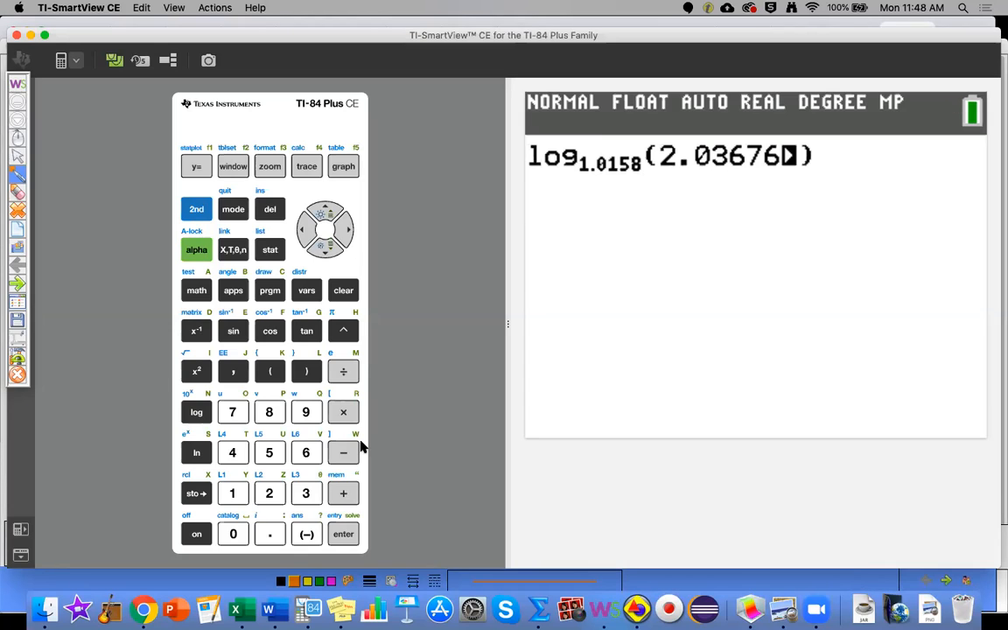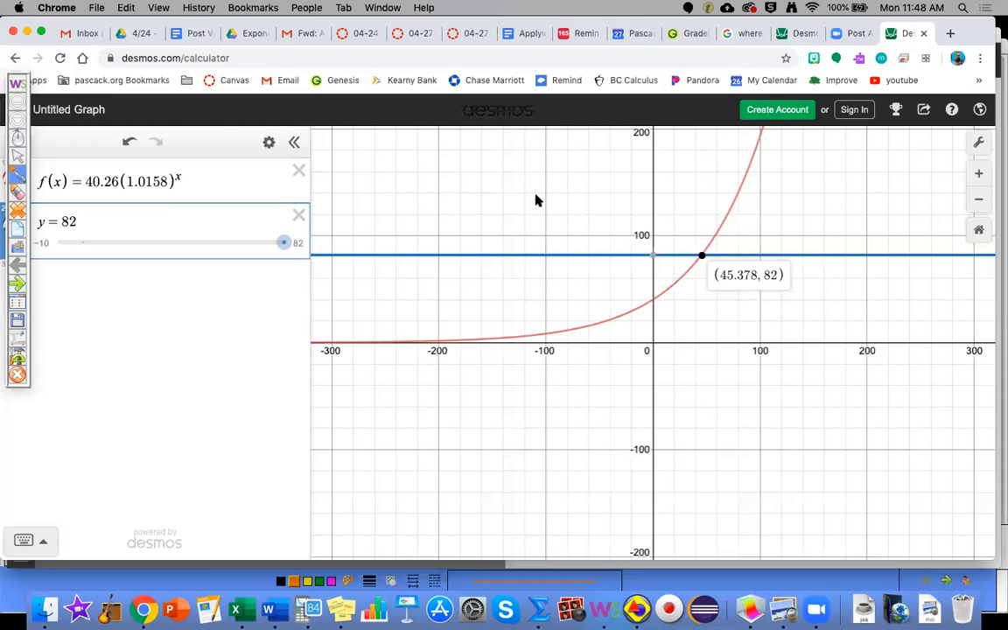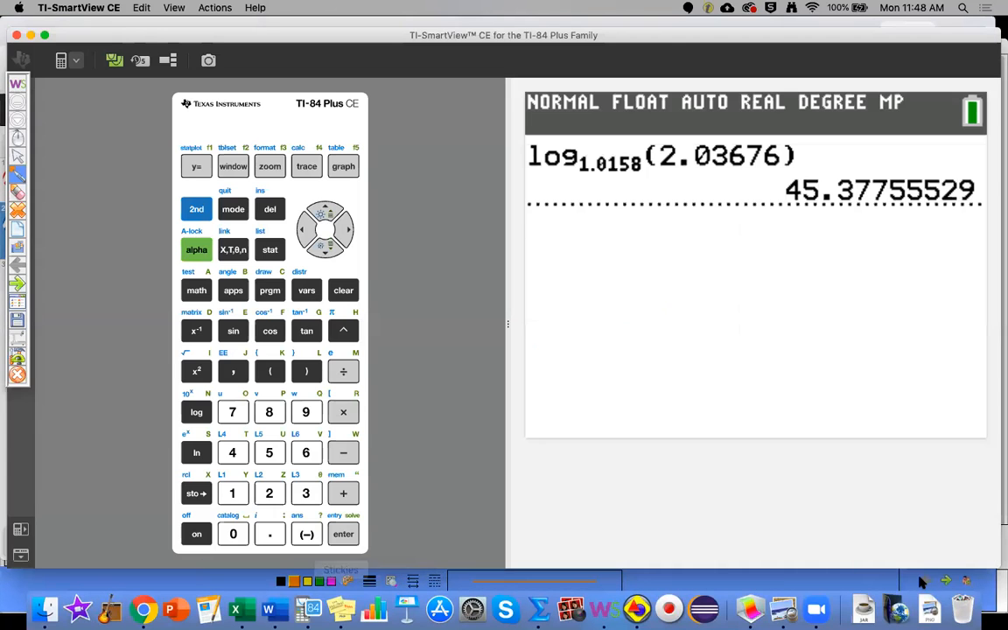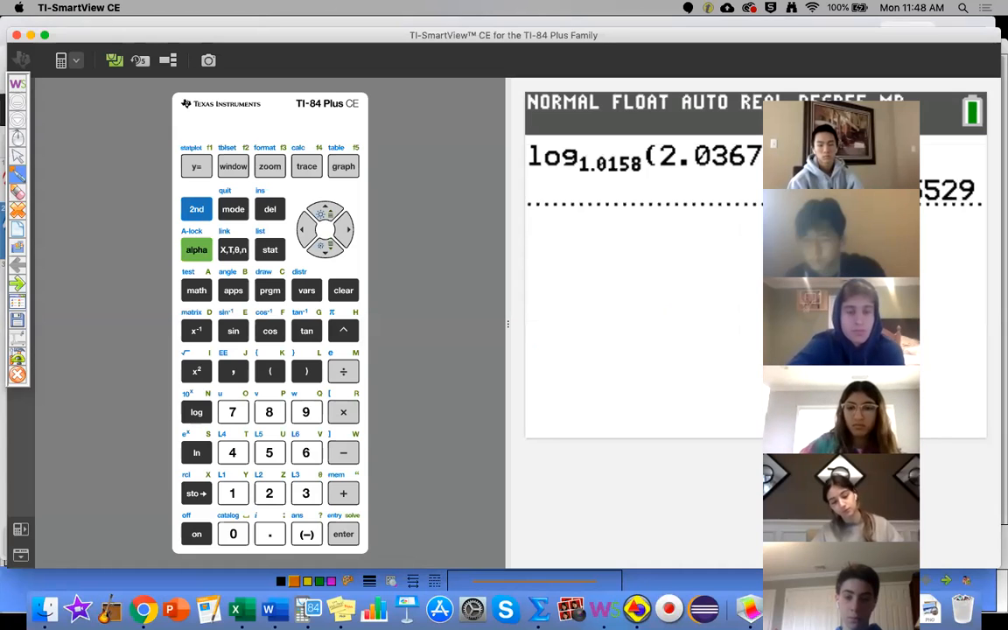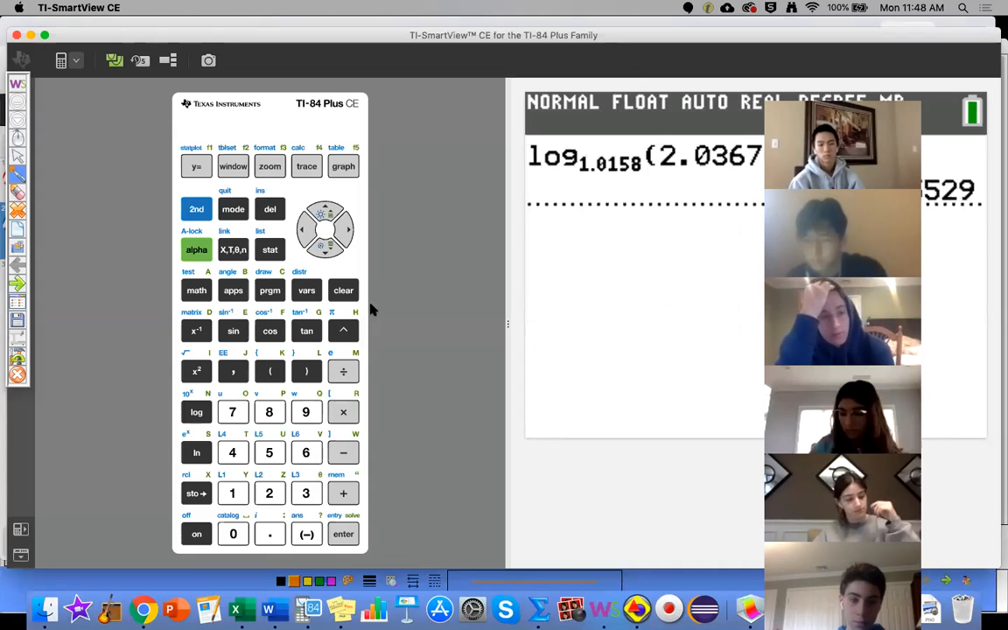2.03676. And if I hit enter, I get 45.377, blah, blah, blah. And if I go ahead and show that on my thing here, I get the same thing on here as I do on my calculator. Okay, did everybody see that? You all see that whatever I have on my calculator is actually that point of intersection that I get from the graph on the Desmos. Is everybody okay with that?